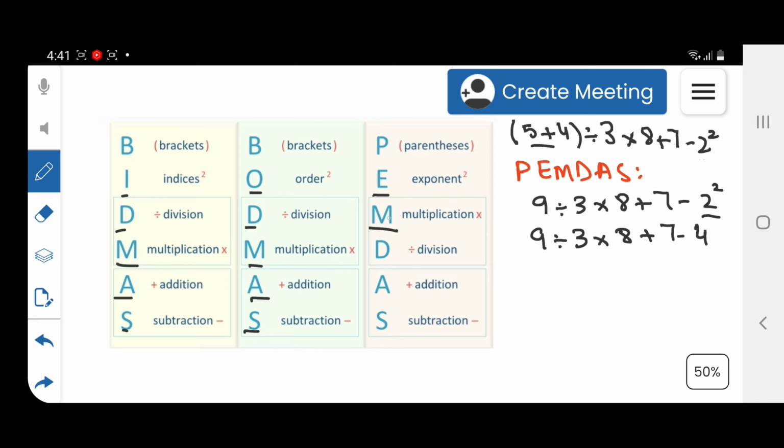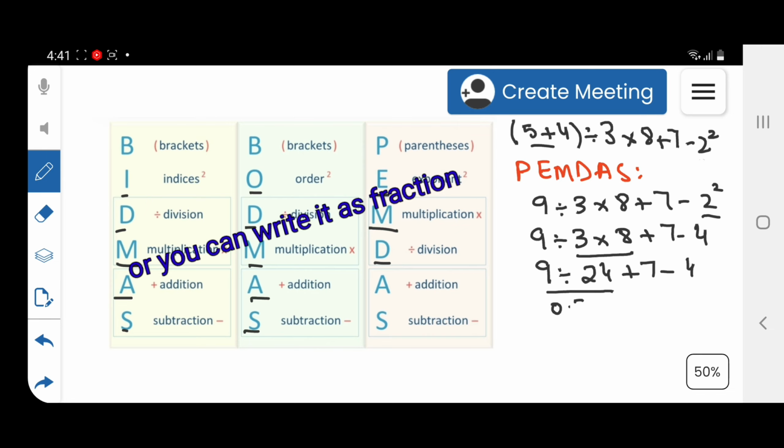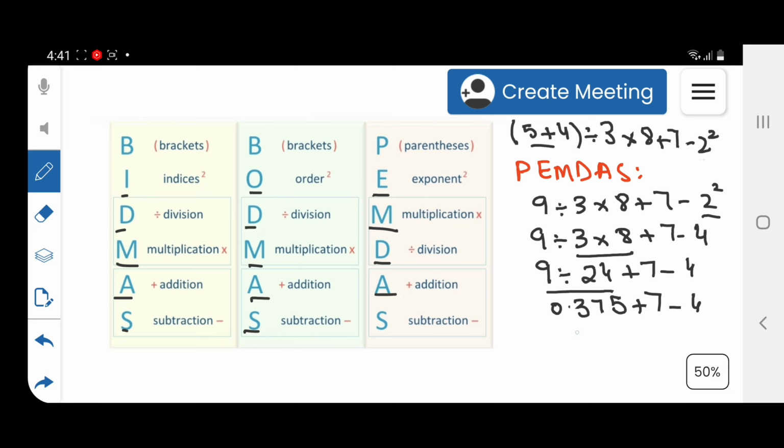Here is a little bit of change, we have multiplication first. So here we are going to multiply these two. 9 divided by 3 into 8, that is 24 plus 7 minus 4. So obviously this is going to change our answer. So now division. So 9 divided by 24 is a decimal number. It's 0.375 plus 7 minus 4. Now we have addition. So the answer will be 7.375 minus 4, and then subtraction. So when we subtract these two, we will get the answer 3.375.